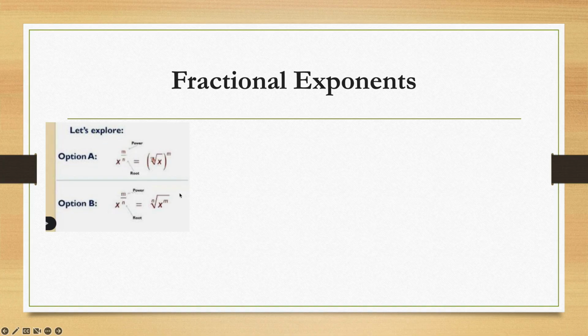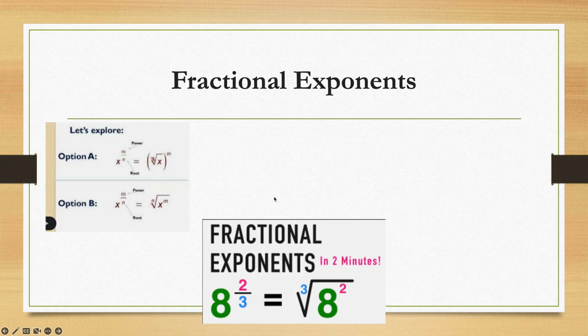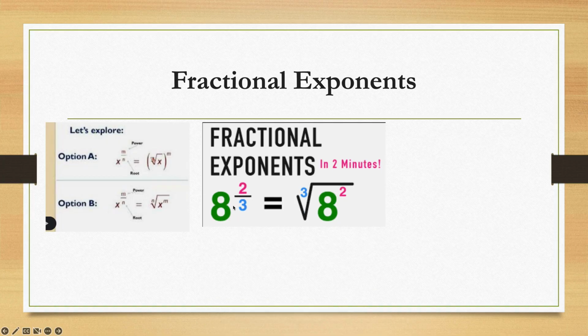I prefer to do the root first because roots are easier to compute. So for example, 8 to the 2/3, the roots of the tree are down. It's the third root of 8, and the power is in the top. Power over root, or the power is in the leaves. So an equivalent of 8 to the 2/3 is the cube root of 8 squared.